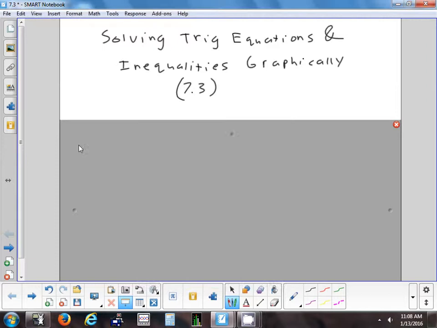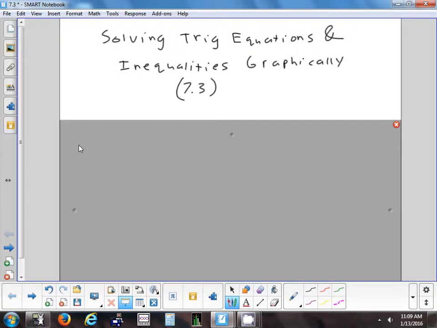All right, so today we're going to take a look at section 7.3. Okay, section 7.3 is on solving trig equations and inequalities graphically. We are going to get into solving trig equations algebraically, but unless the trig equation is set up a certain way, it's not too complicated, solving it algebraically can be pretty hard.